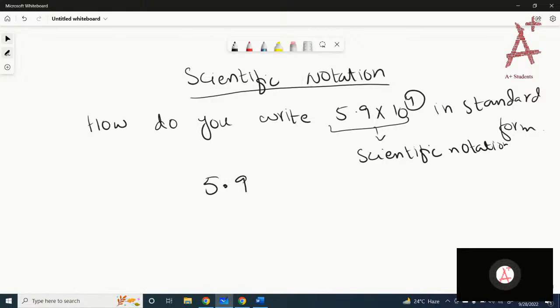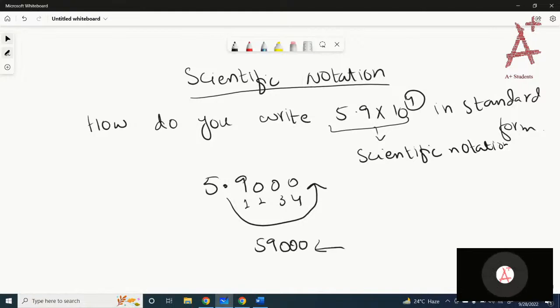First you have to add extra zeros to the right of the decimal point to make 4 places. 1, 2 and 3. Now you have 4 decimal places. 1, 2, 3 and 4. You have to move the decimal point from here to here. So it is then 59,000. This is the standard form. When numbers are written in this form with zeros, they are in standard form, and when numbers are written as a decimal number times 10 with an exponent, that means it is in scientific notation.